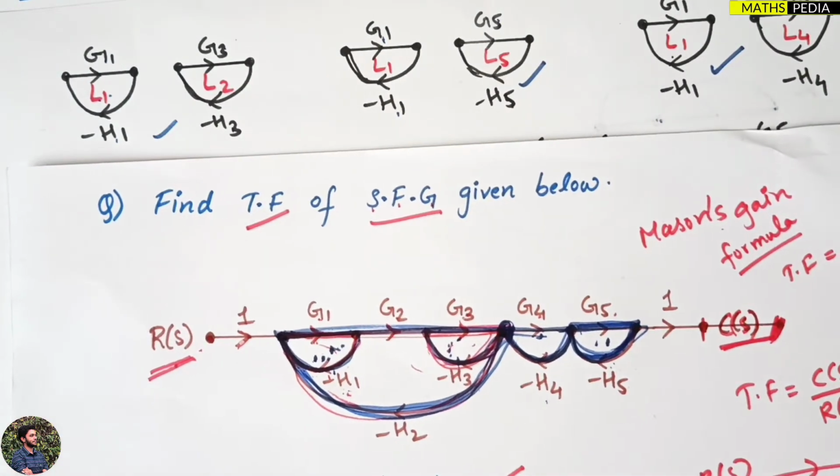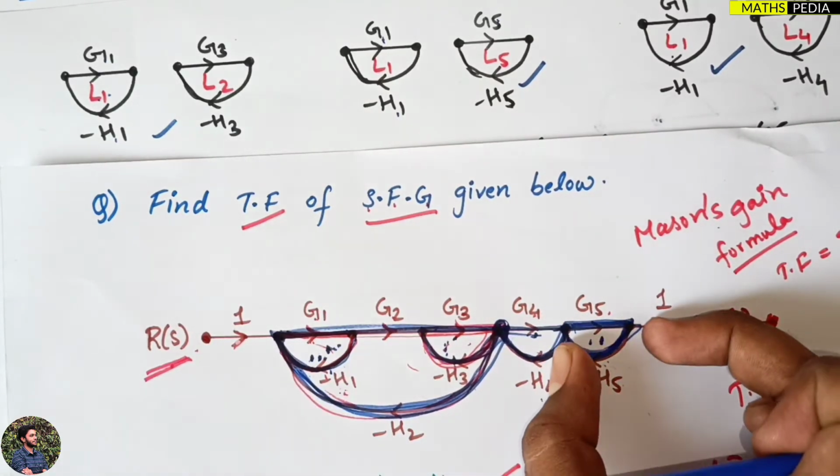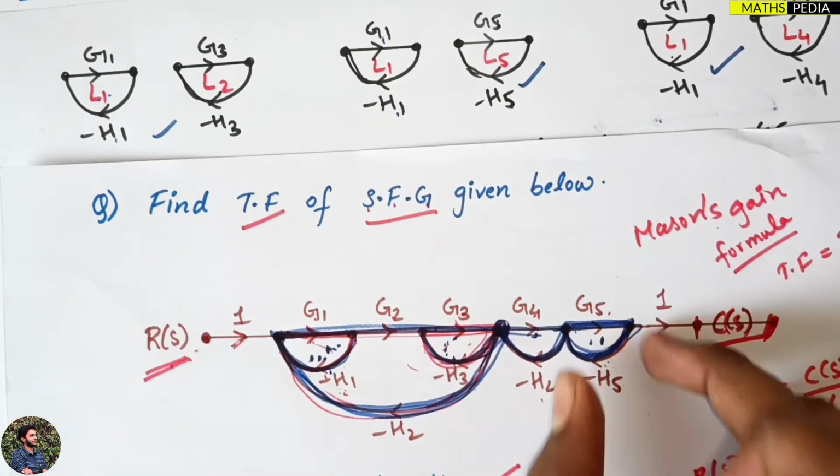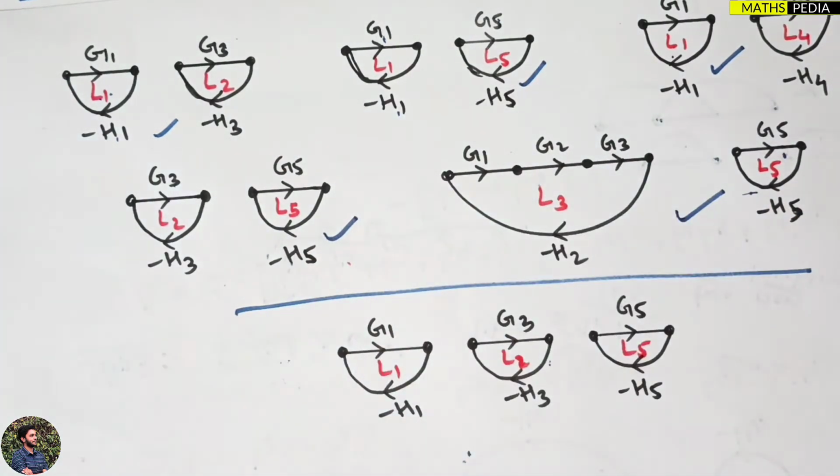So that will be two touching loops, but I want two non-touching loops. So this bigger loop and this smaller loop I'll consider. Okay, so that will be another combination of two non-touching loops. So I have got 5 combinations of two non-touching loops.